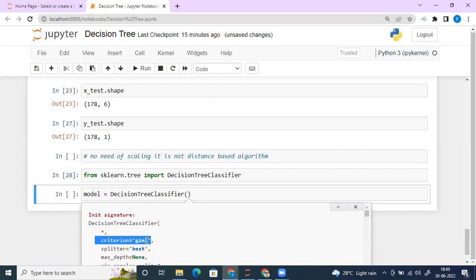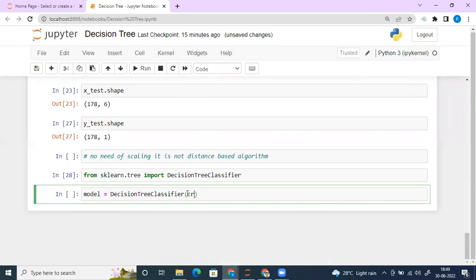You can make it what? Remember what our criterion was? The entropy one. So instead of Gini, I can mention, for example, criterion equals what? Entropy. But you will be saying, sir, how did you come to know that only Gini was mentioned here?